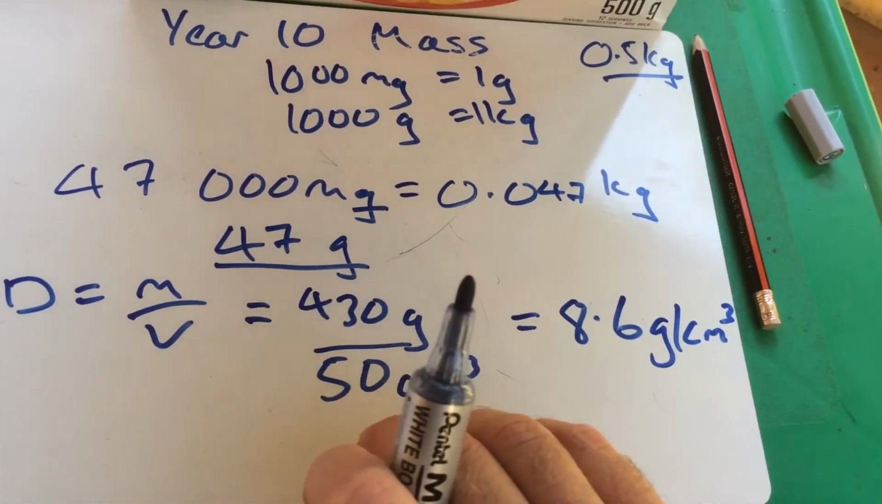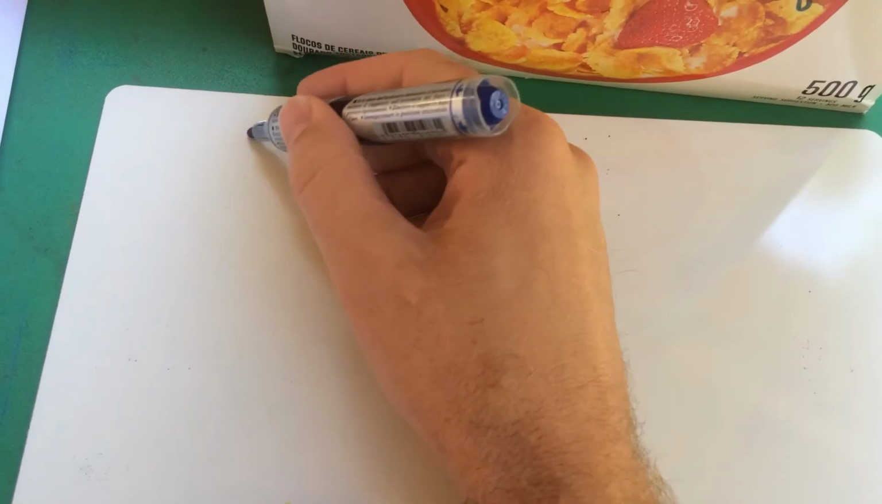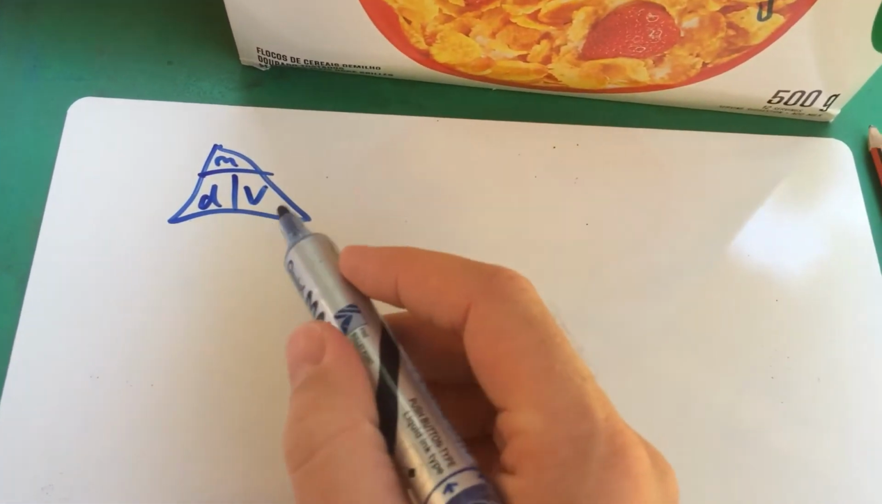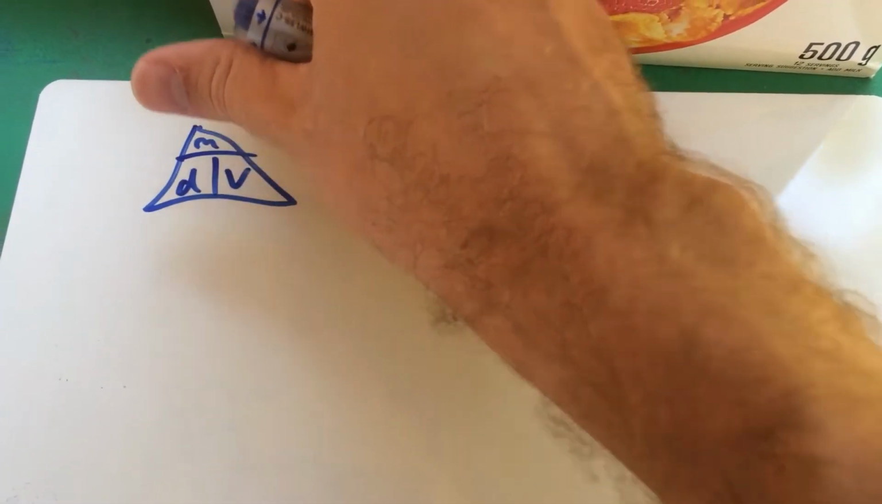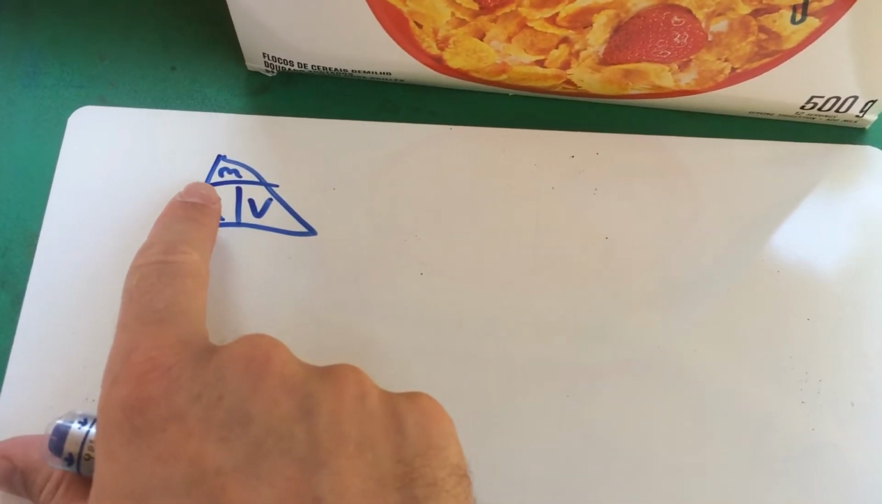Now let's take another one where we kind of have to rearrange that. Now some people like to use the triangles. Density is mass over volume, which means if you don't have the mass, you can work it out as density times volume. If you don't have the volume, it's mass divided by density. If you don't have the density, it's mass divided by volume.